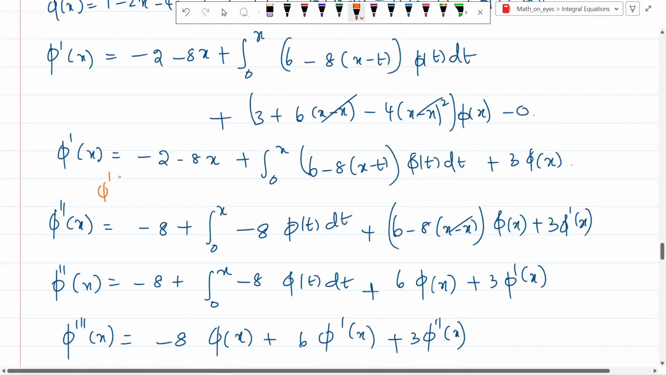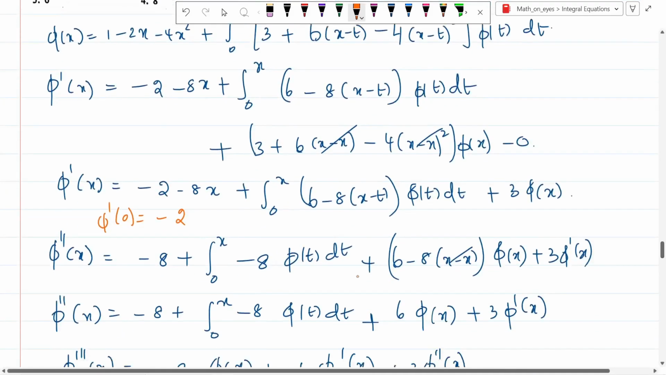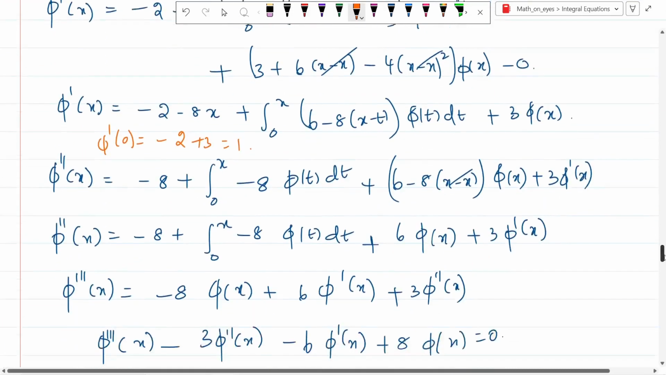Phi dash of 0, this full part is equal to 0. Minus 2 will be there, and then plus 3 times phi of 0. Phi of 0 is already 1, so minus 2 plus 3 is equal to 1. So we'll have phi dash of 0 is equal to 1.